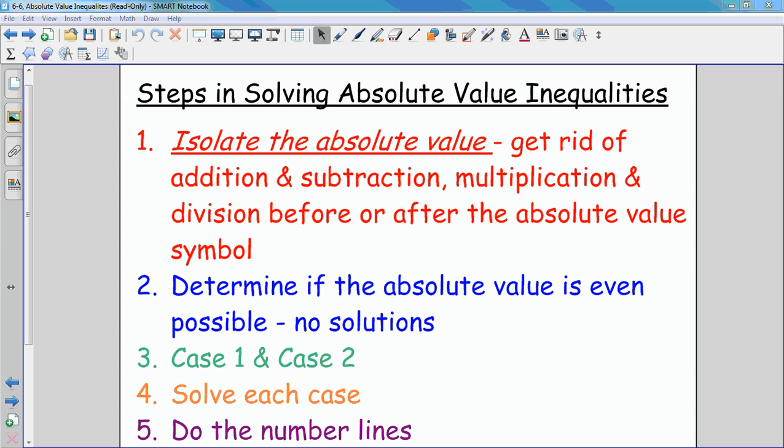Step 1, isolate the absolute value. We've already done that, right? You guys know that you have to get the absolute value by itself. Okay? Isolate the absolute value. Get rid of all the addition, subtraction, multiplication, division before and after the absolute value symbol.